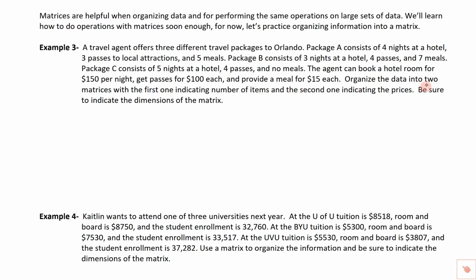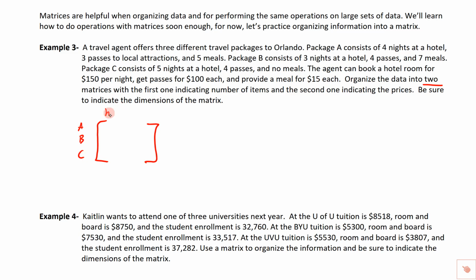It says organize the data into 2 matrices, with the first one indicating the number of items and the second one indicating the prices. So here's what we're going to do. We've got 3 different packages, and we've got nights, passes, and meals. If we have 3 different packages and 3 different things within each one of those packages, I'm going to do the packages right here. So I'm going to do A and B and C.